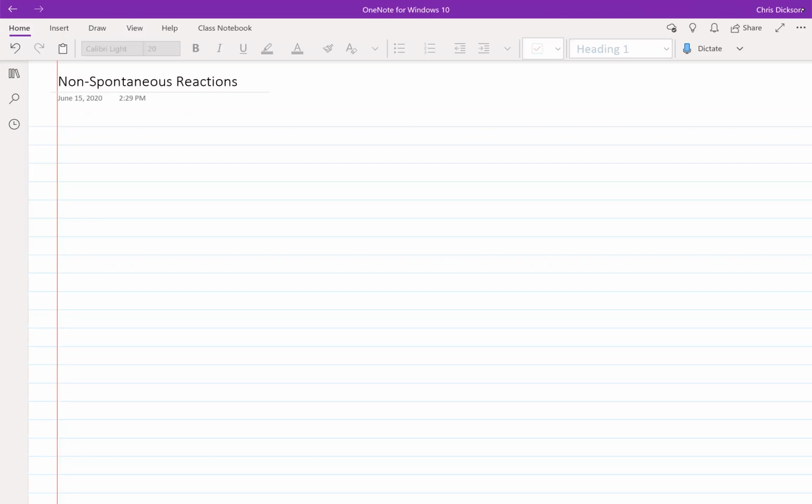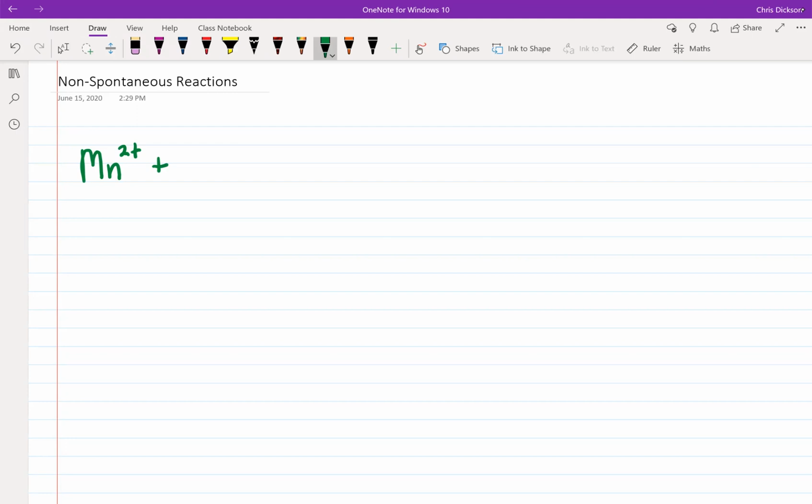So we'll take a look at, let's say, manganese ions reacting with lead, say. And we tell you that this reaction makes manganese metal. And then also we get some lead ions out of the deal. Yeah, lead 2+. Okay, so let's first of all discuss why this would not be spontaneous. Let's take a quick look at that.